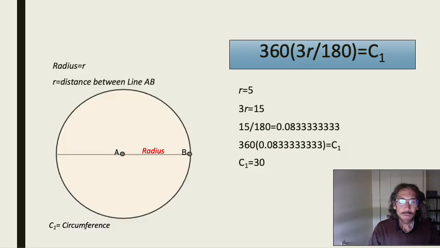If 3r equals 15, then you divide that by 180, and the value is 0.0833333333, ongoing. That number, 0.083, is then multiplied by 360. That number gives you the circumference value when the radius is 5, which is 30.